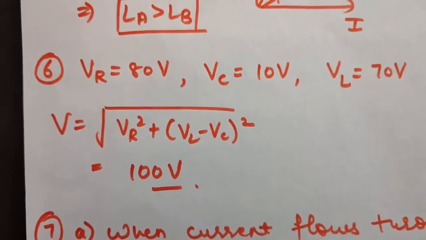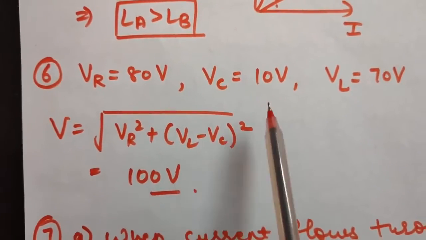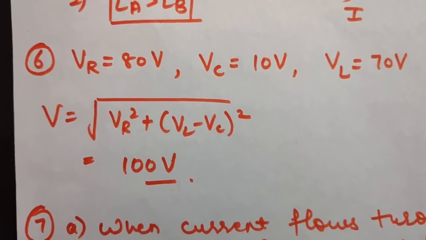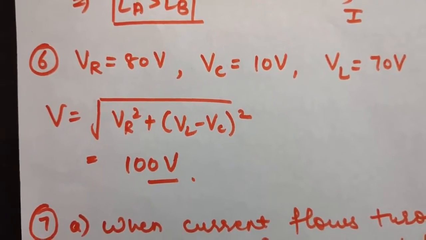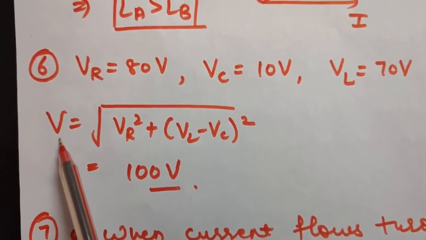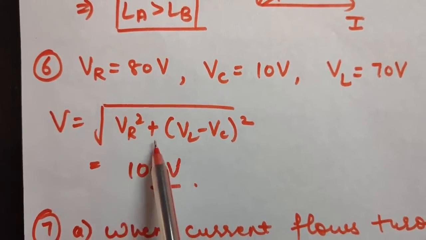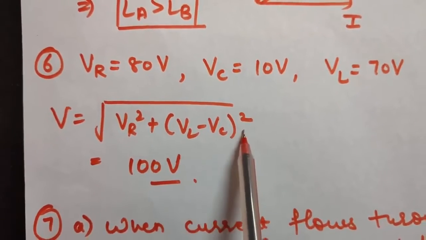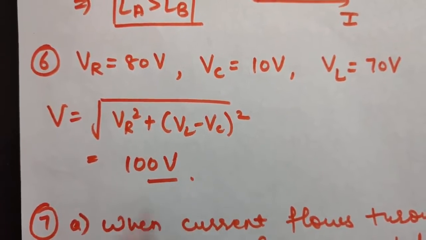In sixth question, you are given voltage across resistor, capacitor and inductor and it is asked to calculate the voltage of source. So it is just a formula based question. The voltage across source is under root of VR square plus (VL minus VC) whole square. Put the values, you will get the answer to be 100 volts.